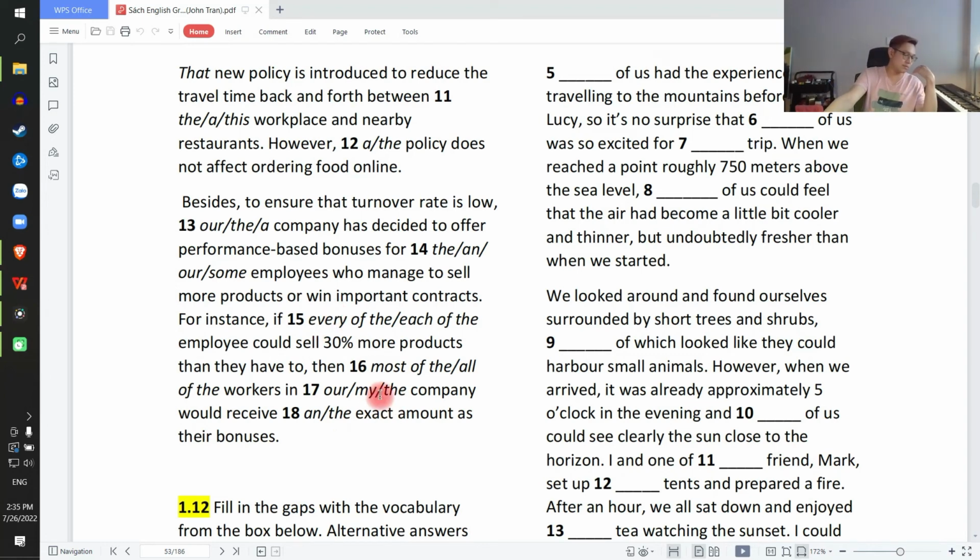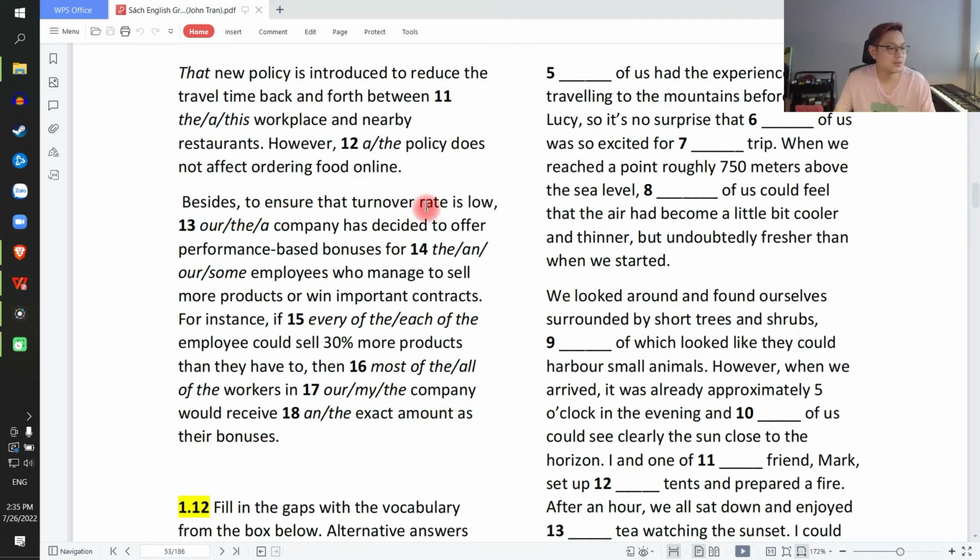So you should use the definite article the, because it's definite. You know exactly what amount. Biết rõ ràng sản phẩm nào, biết rõ ràng cái lượng bao nhiêu, cho nên là the exact amount as their bonuses. Okay, I'll read it.